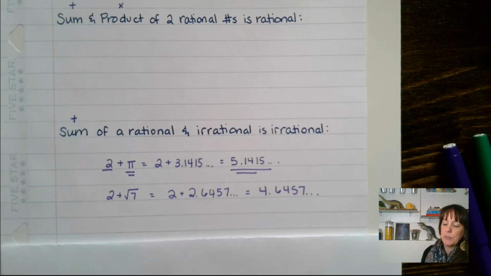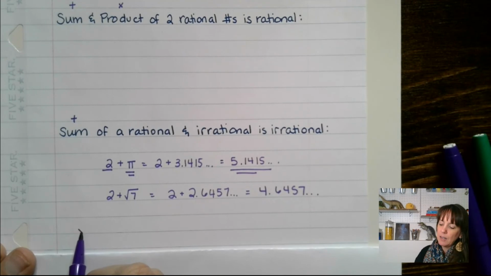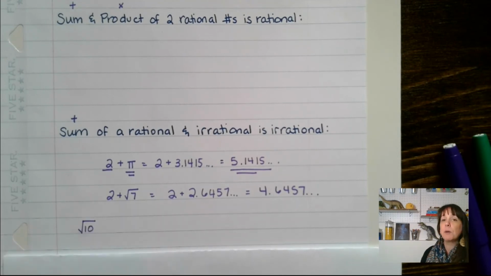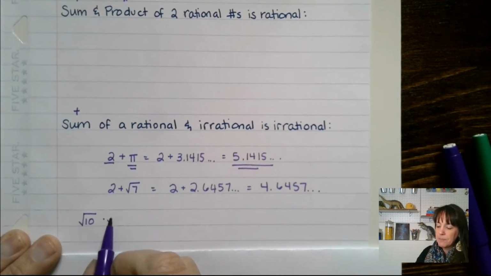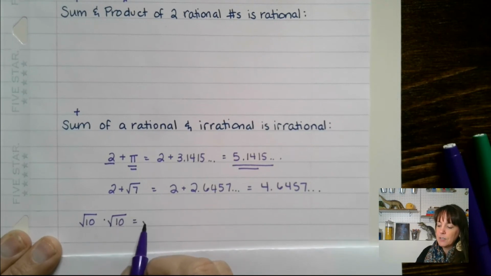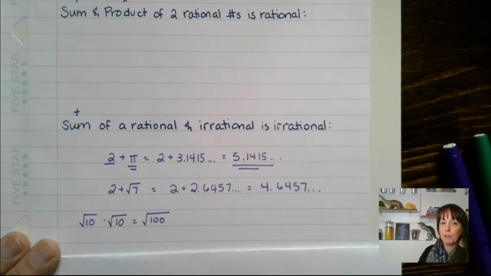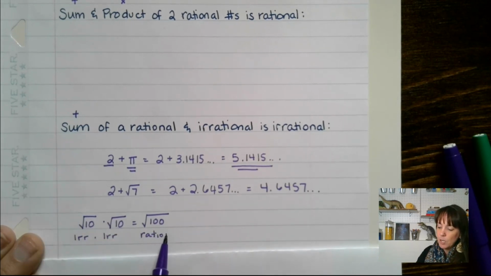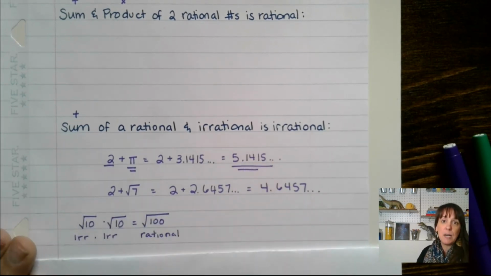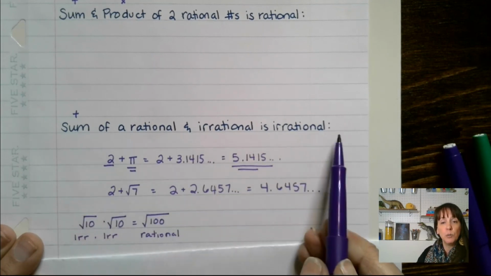Notice that they left out multiplication, and that is because if I multiply, let's see, square root of 10 is a non-perfect square root, and so that is an irrational number. If I multiply the square root of 10 times the square root of 10, I get the square root of 100, which is a perfect square. So you'll see that I did irrational times irrational to get me a rational number. So that's why they left out multiplication there, because that would not be true for this statement.